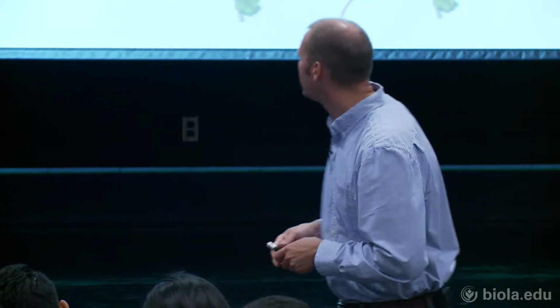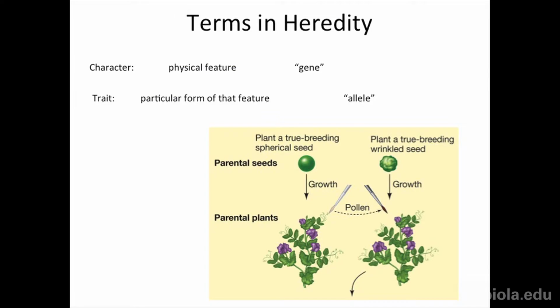And then he would look for what he called particular traits. And that would be the actual particular form of that character. So if the character is flower color, the trait would be white flowers versus purple flowers, right? There are several really distinguishable phenotypes in the pea plants, and this will show one of the single peas can either be smooth or it could be wrinkled. Okay, very clear traits, easy to distinguish.